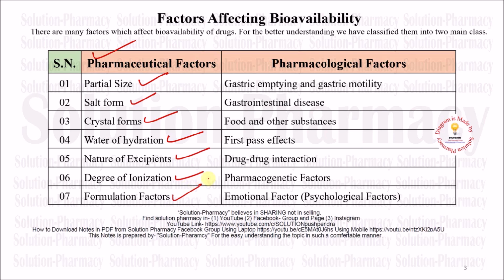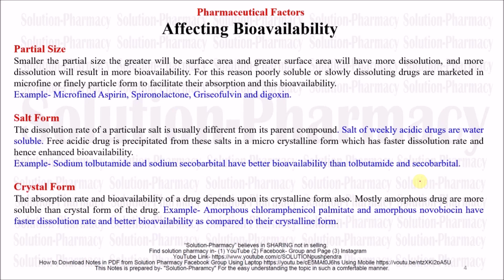But apart from the pharmaceutical factors, pharmacological factors are also important. These are gastric emptying and gastric motility, gastrointestinal disease, food and other substances, first pass metabolism, drug-drug interaction, pharmacogenetic factors, and emotional factors, also known as psychological factors. So all those factors are very important. We will cover all of them in short. First, we start with the pharmaceutical factors that can affect bioavailability. The first one is particle size.